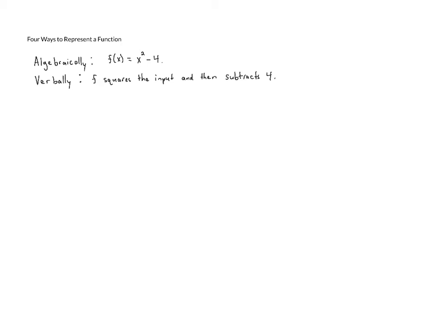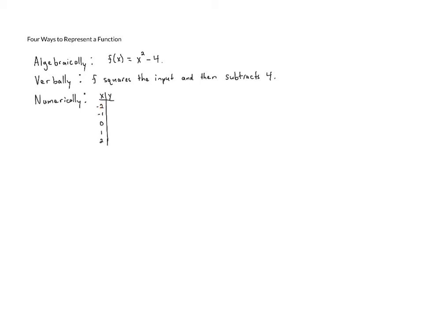We can also express it numerically. And one way that we can do that is with a table of values. We can list the x and y values. Not all of them, because there are an infinite number, but we can list some of them, and that gives us a numerical representation of this function. We could use -2, -1, 0, 1, and 2, for example.